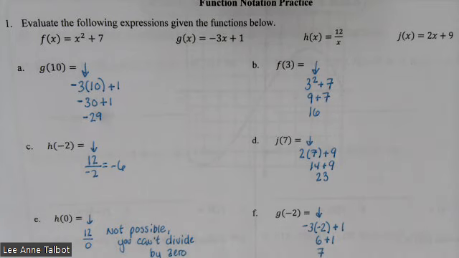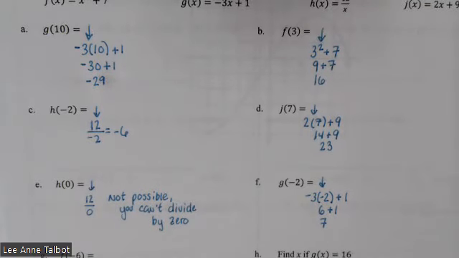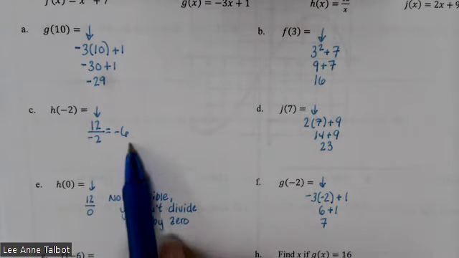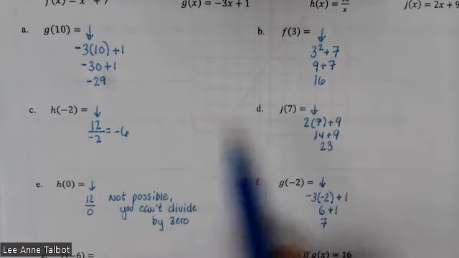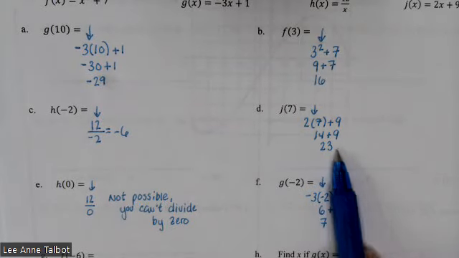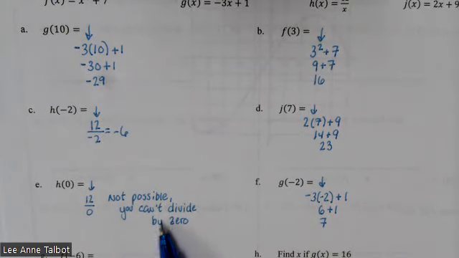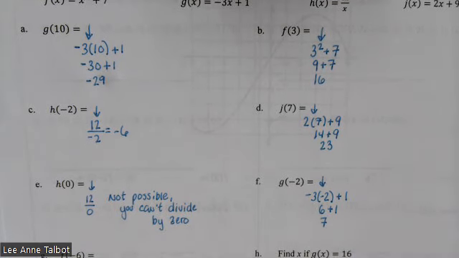Okay, I'm gonna unfreeze the screen. Here's your spoilers. Your answers are -6, 23, not possible because you can't divide by 0. Mike was right. And 7. And you know what I wrote on it? No solution. And I did divide by 0 error.